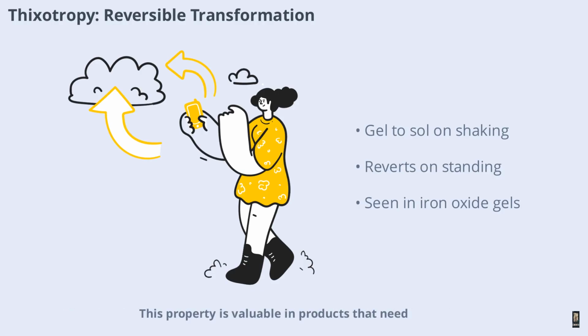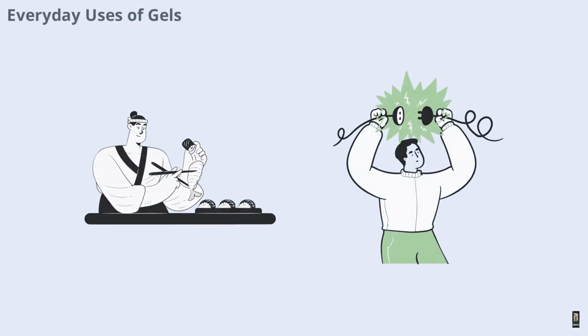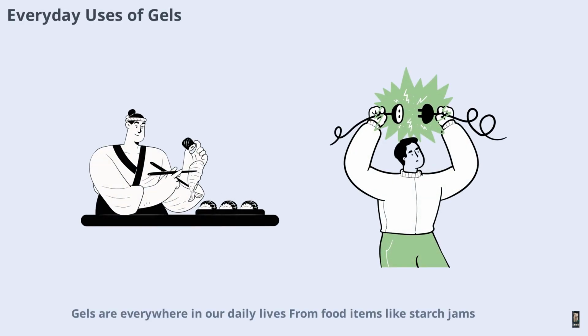This property is valuable in products that need to be easily applied but stable when stored. Gels are everywhere in our daily lives. From food items like starch, jams, and jellies to household products like soaps and boot polish, gels play a crucial role. In the laboratory, silica gel is widely used as an adsorbent and desiccant.